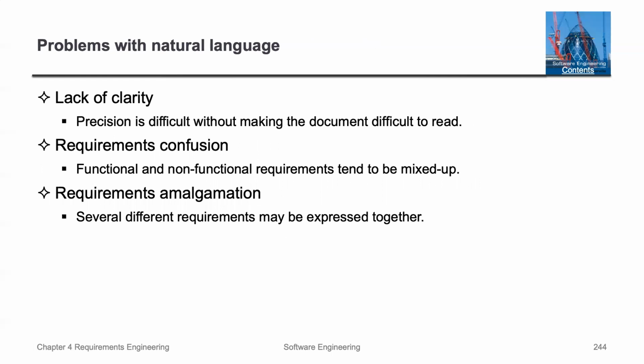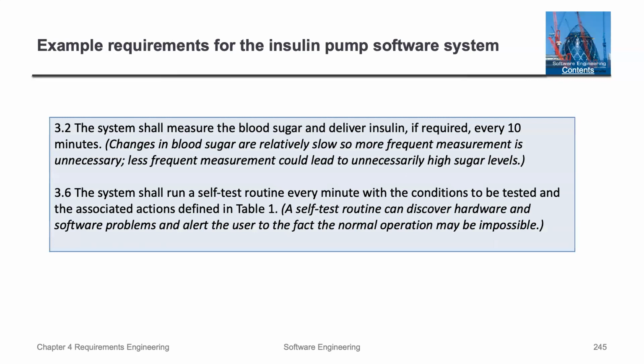So what are some problems with natural language? It can lack clarity. There can be some requirements confusion, and you can have a requirements amalgamation, where you could be sticking various things together rather than breaking things down. You can have functional and non-functional requirements that are bound together if you're not careful with natural language. And so requirements need to be very clear. And so are some requirements I won't read. This is getting into the insulin pump software system example.